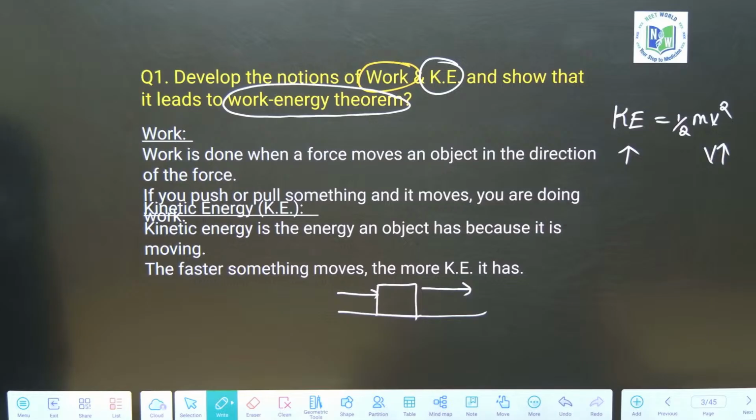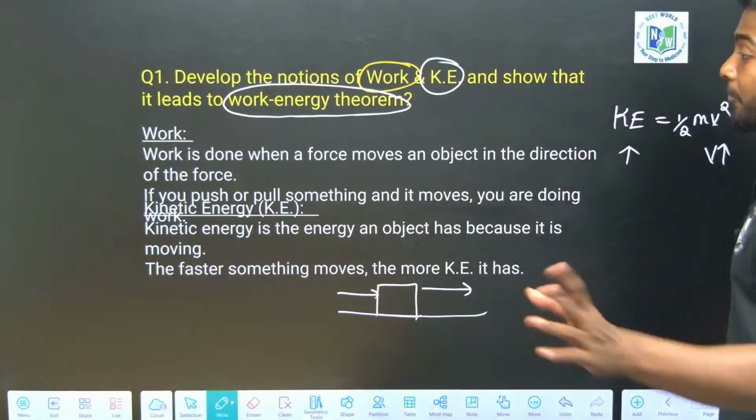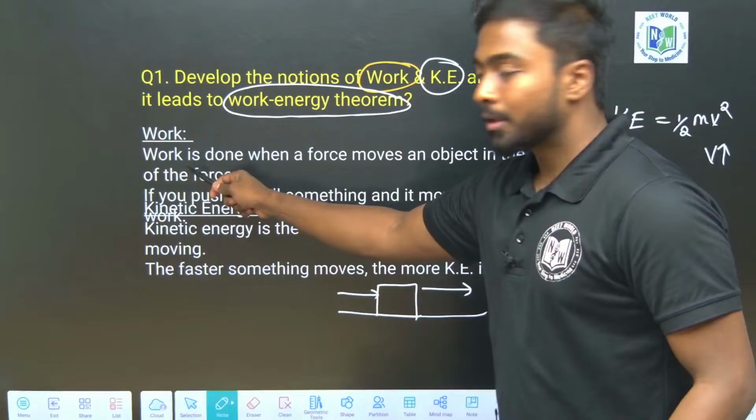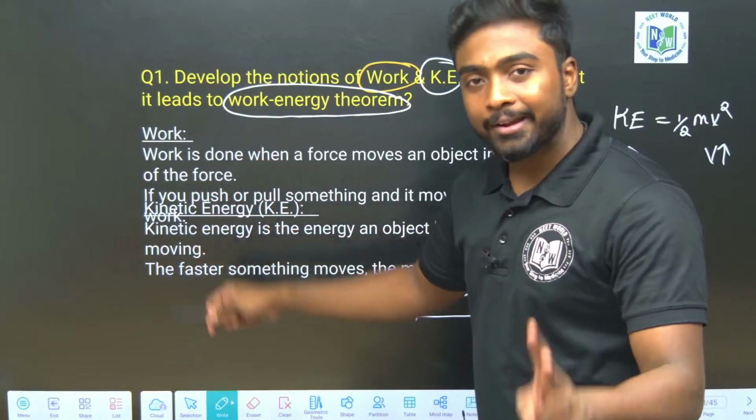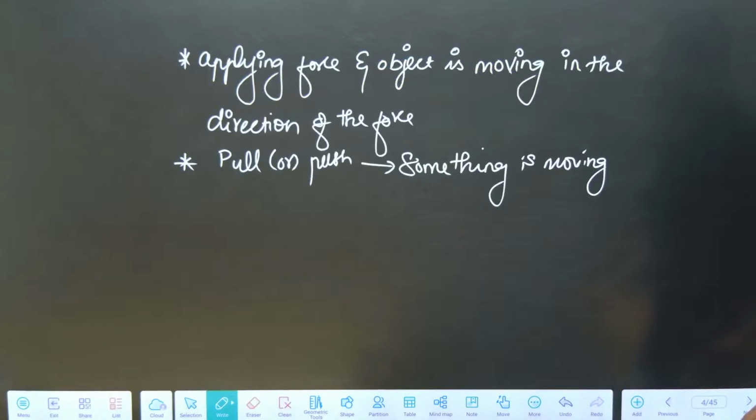That's the major difference between kinetic energy and potential energy. Okay, we'll go to the next thing. So we can write the first point as what is work, and the second point as what is kinetic energy. Okay, so 2 points have been completed now.